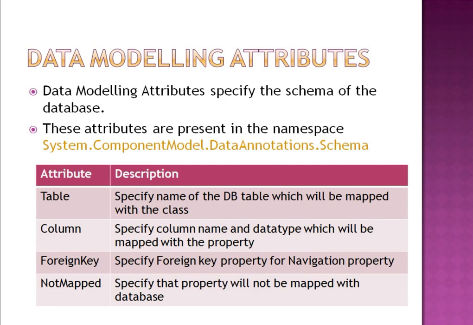Let us first concentrate on data modeling attributes. Basically, these attributes specify the schema of the database. Schema means what the table name is going to be, what the column name is going to be; those kinds of things are defined by these data modeling attributes. And these attributes are present in this namespace, that is System.ComponentModel.DataAnnotations.Schema. These are the attributes on the left-hand side and this is the description.